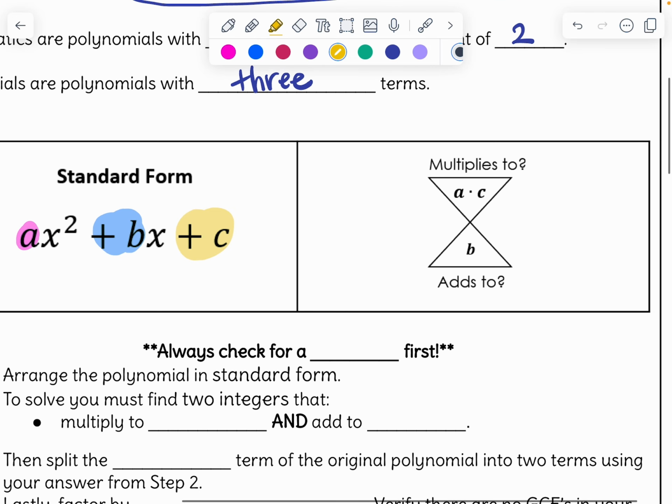To get our top number in the X puzzle, we are going to multiply A and C. And then B, the middle coefficient, will go in the bottom. So you'll find out what numbers will solve that X puzzle that multiplies to equal A times C and adds to equal B.